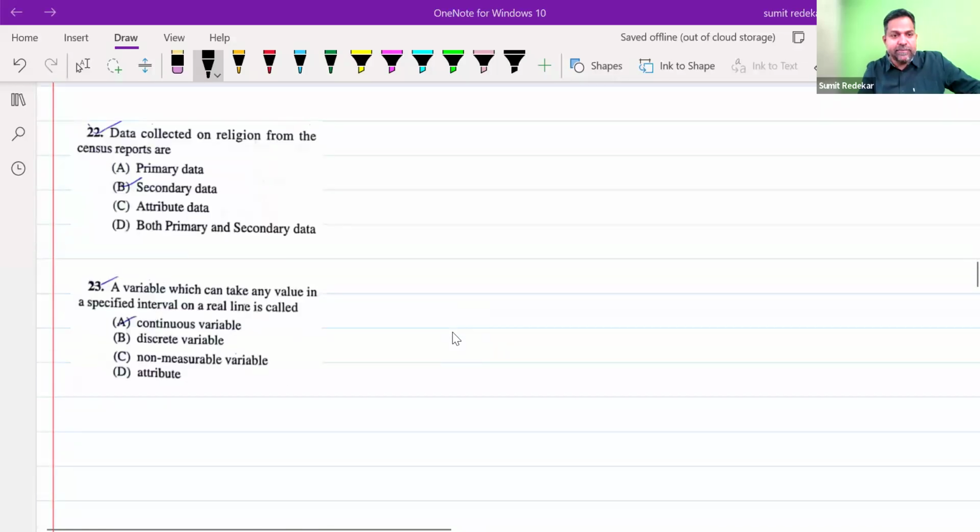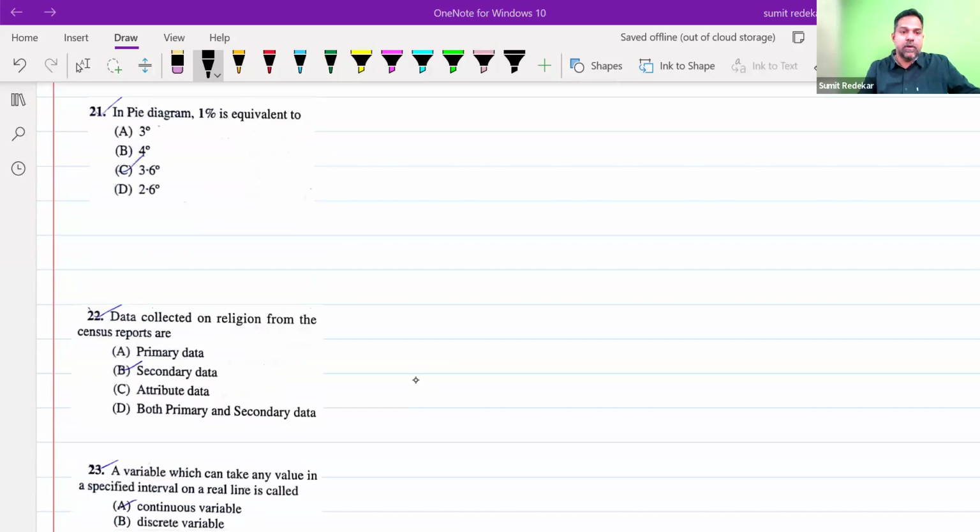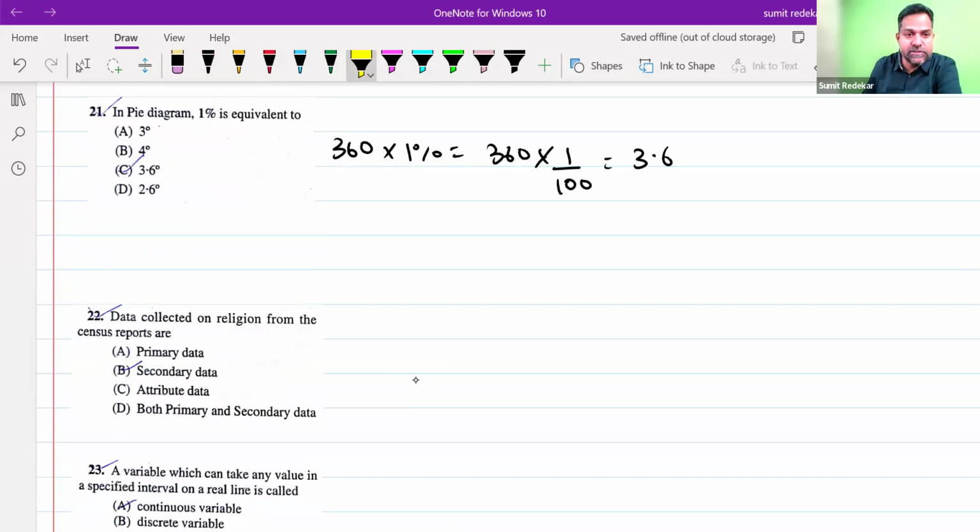Question number 21. In a pie diagram, 1% is equivalent to, well, a pie diagram is out of 360. It is 1% of 360, and 1% of 360 is 360 into 1 upon 100, which is 3.6. So the answer to this is 3.6 degrees.